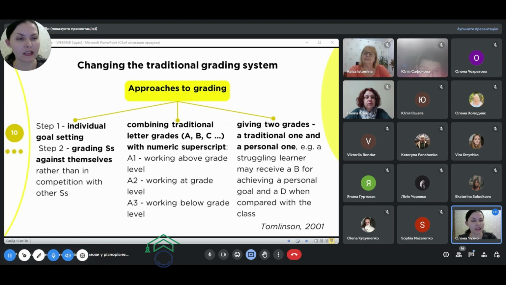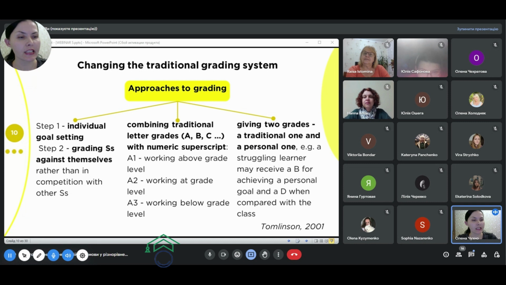It means that even a struggling student can receive an A, but it will be an A3, indicating that your student hasn't achieved the predetermined criteria established for the whole class. Okay, so A1, A2, A3, you can do that with any grade. It can be B1, B2, B3.